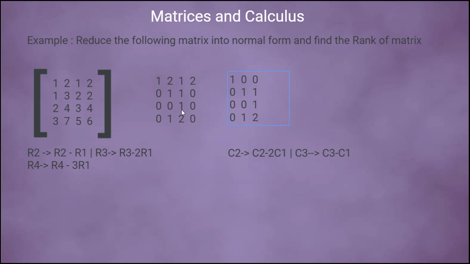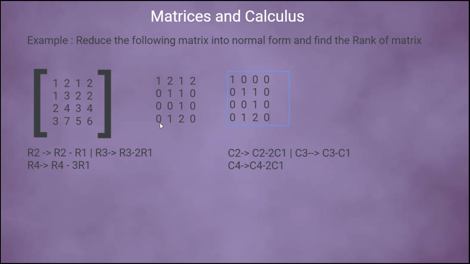And next, we have C4. Here we are having 2, and here we do have 1. That is C4 implies C4 minus 2C1. 2 minus 2 into 1, that is 0. Next, we have 0 minus 0, 0 minus 0, all this. We get zeros. 0, 0, 0.